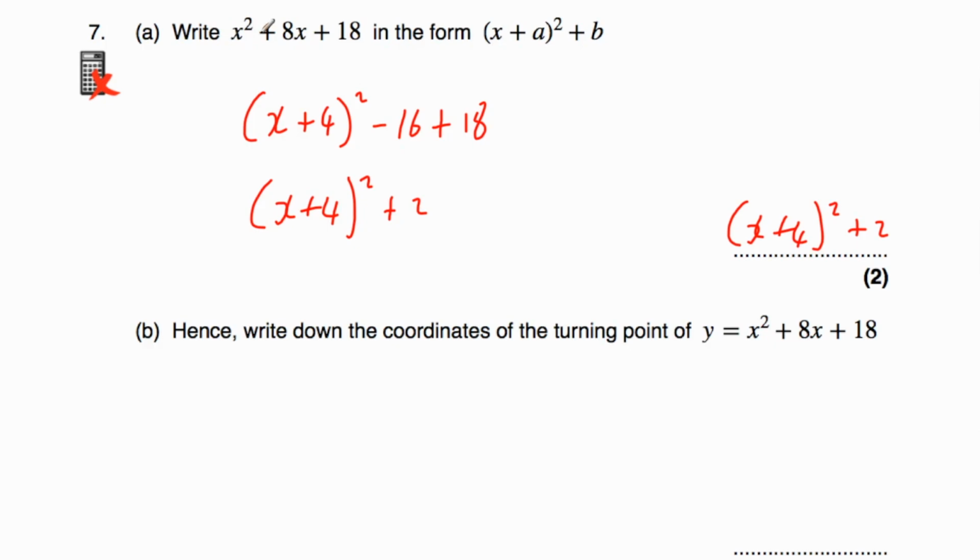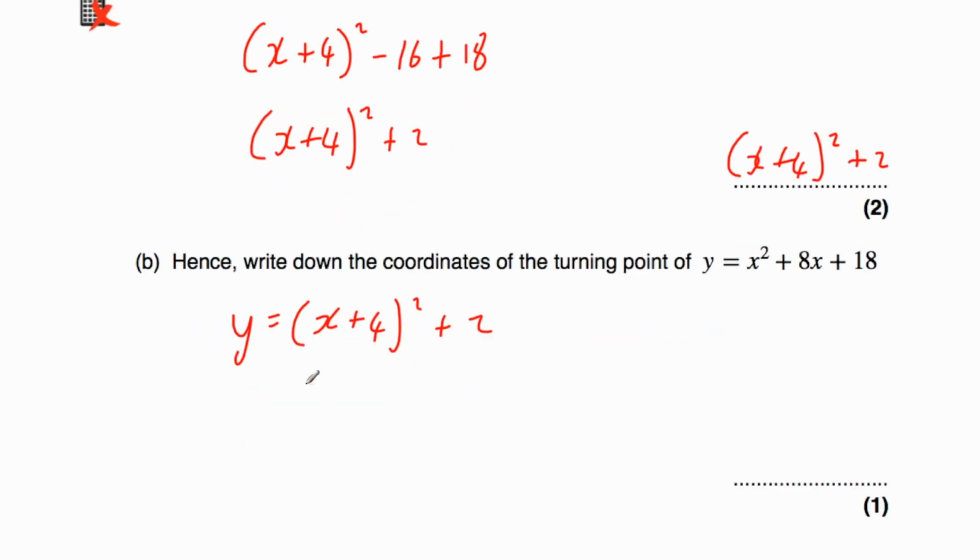So we've got a y in front of this, so that means that we would have y equals, and because we've written x squared plus 8x plus 18 in this form, we can then write it here, y equals (x plus 4) squared plus 2. So we've done completing the square. Now we just need to consider where the turning point will be. So let's sketch our x axis and our y axis. Our y equals x squared graph would look something like this.